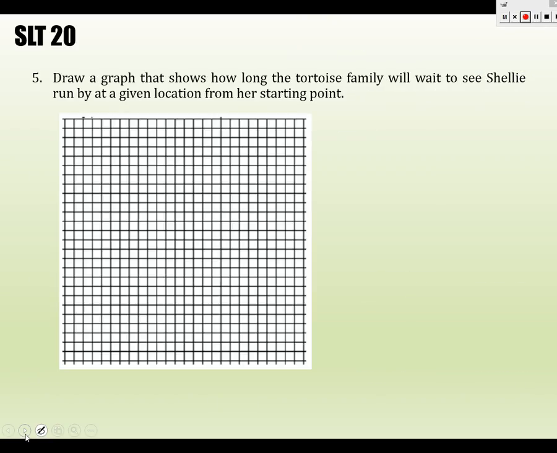Before you go too far, I know some of you are already graphing this, and I see some wrong graphs. I want to caution you about what we're trying to show here. Read this sentence above the graph carefully. It says, draw a graph that shows how long the tortoise family will wait, that is, give the time until they see Shelly run by at a given location. So reading that, what is the independent variable and the dependent variable? Location, time. Which is independent? Which is which?